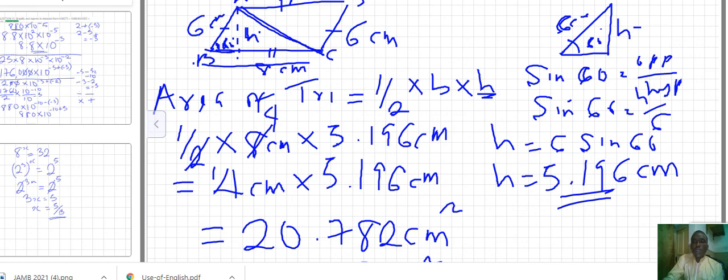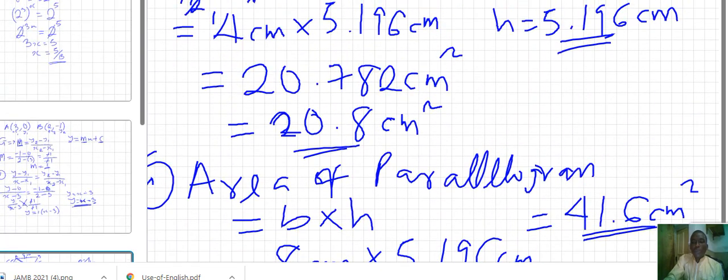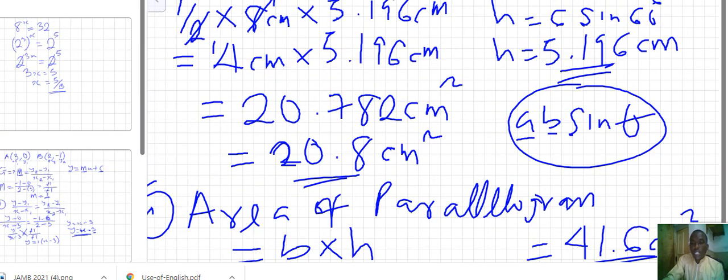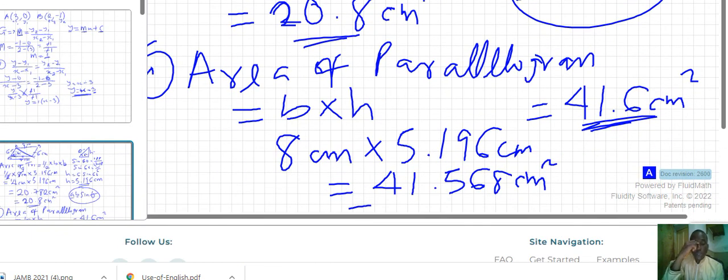Now remember, you can also use this formula. If you use this formula for the area of a parallelogram, AB sine theta, you are still going to get your 41.6 centimeter square, because this is the base, this is the other side B, and this is sine 60. So if you use this, you are still going to arrive at this same value. But since we've gotten the height, there will be no need of doing that. We can just use the base times the height to get the value for the area of a parallelogram.